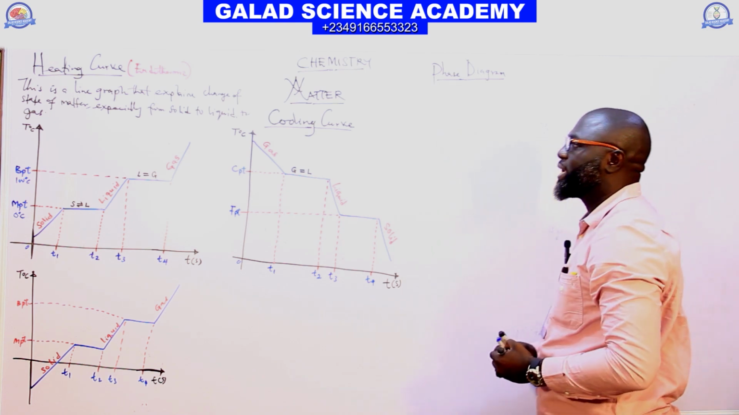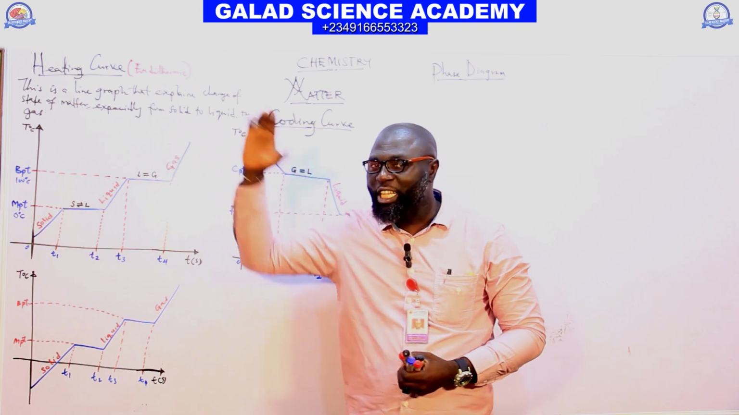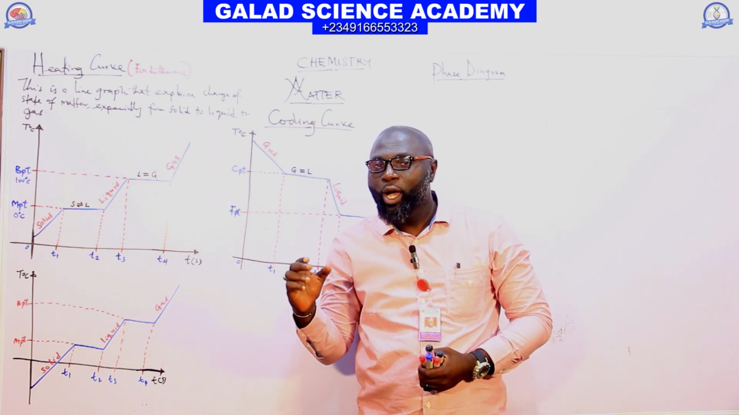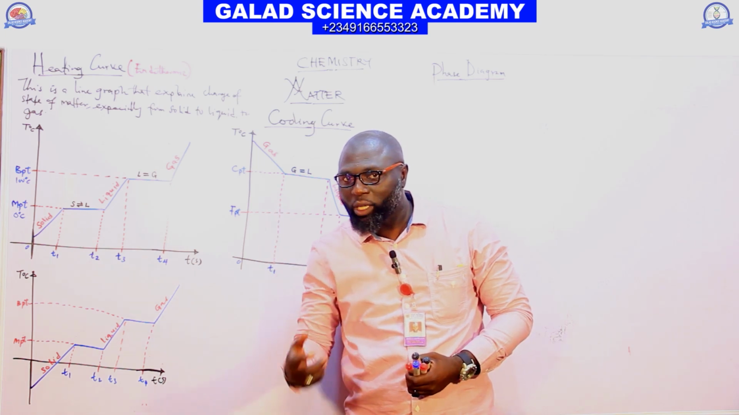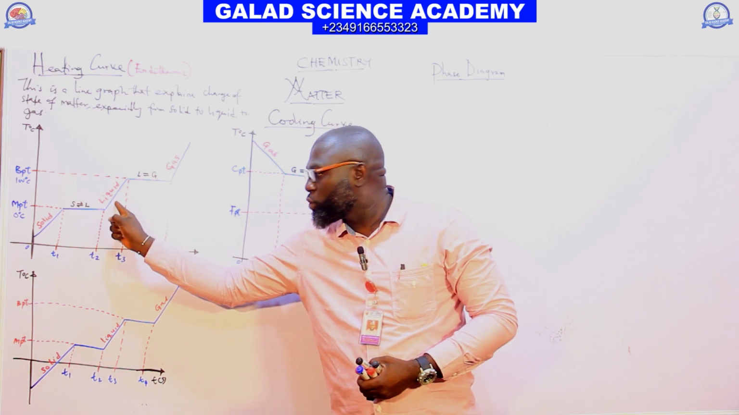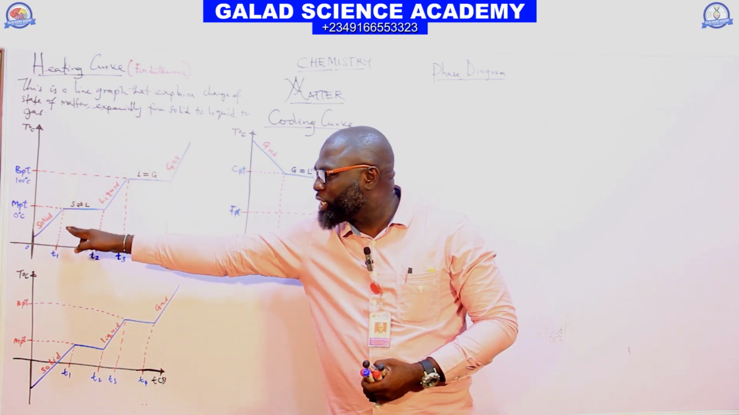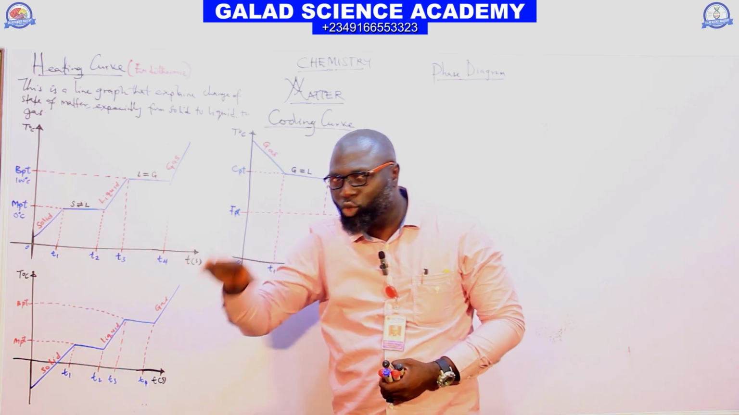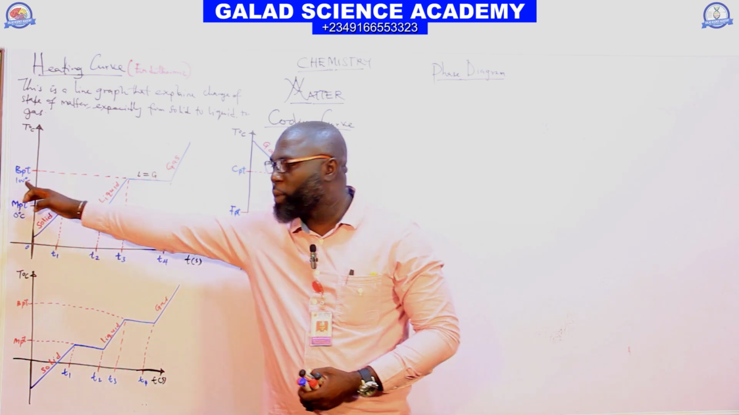Don't cram. This heating curve is the one that shows us the change of state of matter, solid, liquid, and gas, when heat is applied to them. It will change from solid to liquid, liquid to gas. That is what this explains. The point where the solid melts completely to liquid is called the melting point. The point where liquid changes completely to gas is called the boiling point.